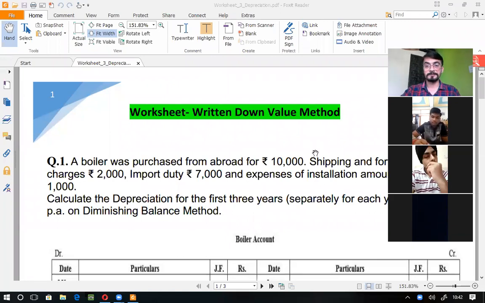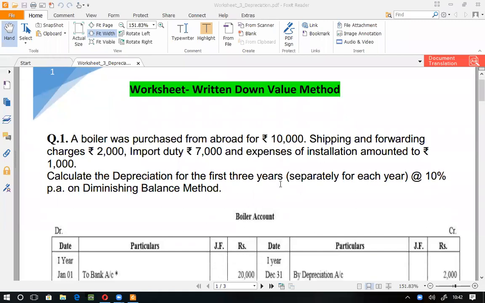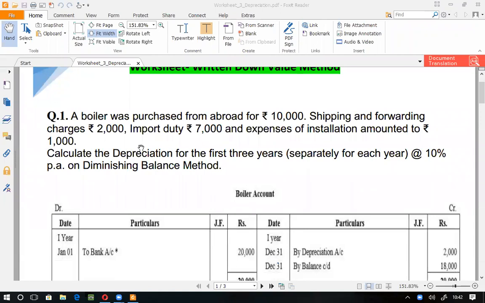Which date was this purchased? Is there any date in the question? No date is there in the question. So first step, what will we write in our notebook? A boiler was purchased from abroad for 10,000. Shipping and forwarding charges were paid, and no date is given. So in the question, we have taken an imaginary date.